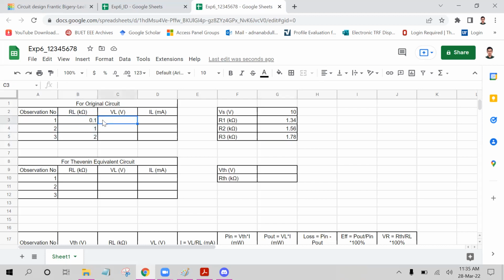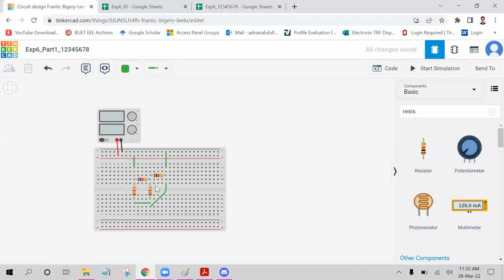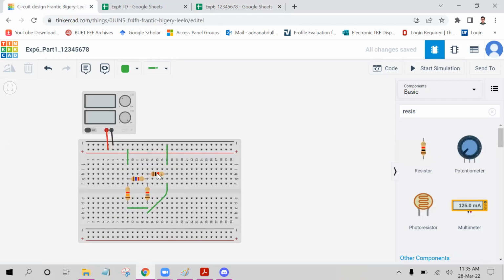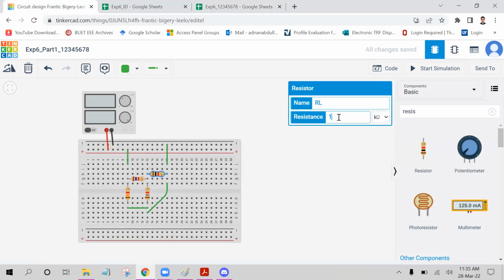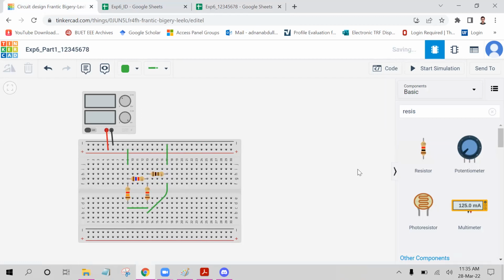For each observation, what will we measure? The load voltage VL and the load current IL. Okay. So let's go to Tinkercad again and set the load resistor to our first observation. In the first observation, I put 0.1 kilo ohm or 100 ohm. Okay.